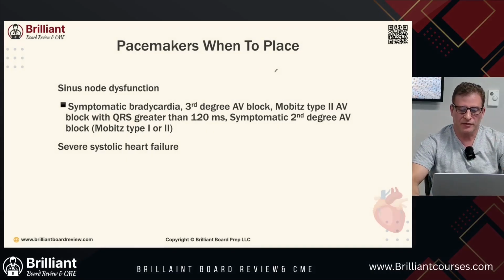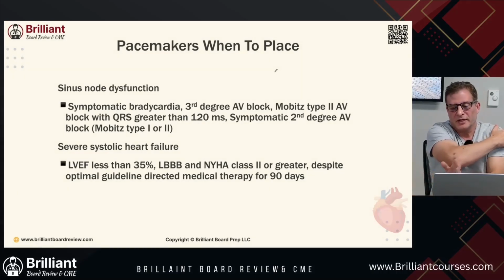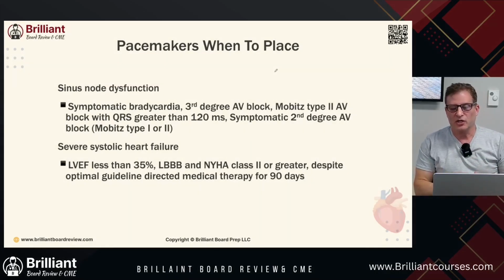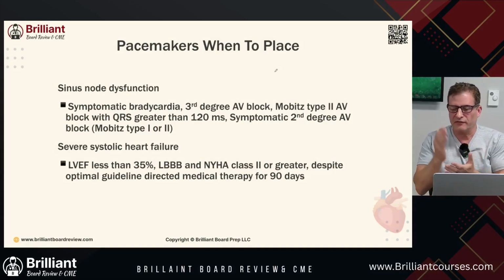Severe systolic heart failure with a left ventricular ejection fraction less than 35%, left bundle branch block, and New York Heart Association class 2 or greater, despite optimal guideline-directed therapy for 90 days. So remember, we have that stub period where someone, if they needed to, would wear a special type of external device that could shock them. It senses that their heart is in a dysrhythmia, and it can shock them. Remember, the goal is to keep this patient in the best sinus rhythm they can. Notice sinus dysfunction gets worse with aging and fibrosis.